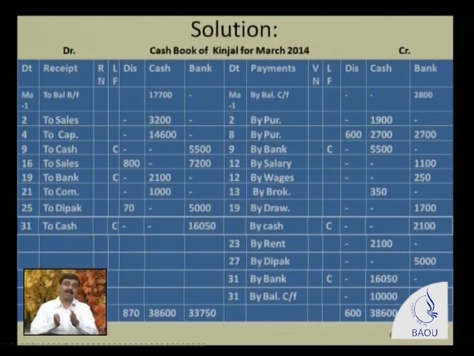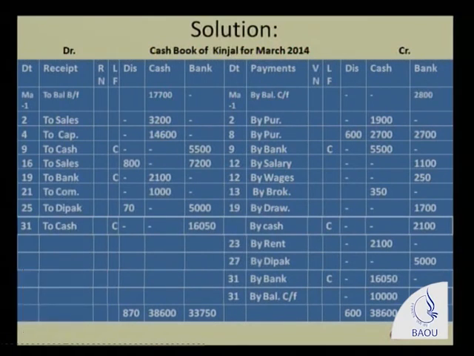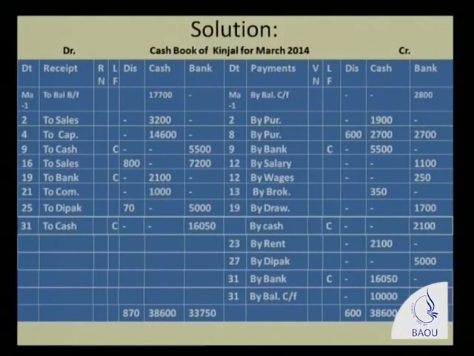So this is the way the balance has been retained by the firm and the remaining has been deposited in the bank. After that we can make a total of both sides of the discount column also, and at last we will close the bank column also and find out the closing balance, and that closing balance is 18,100 rupees. This is the way to prepare the 3 columnar cash book.